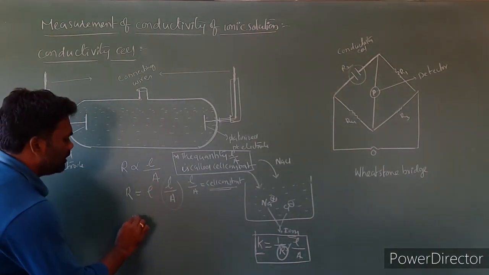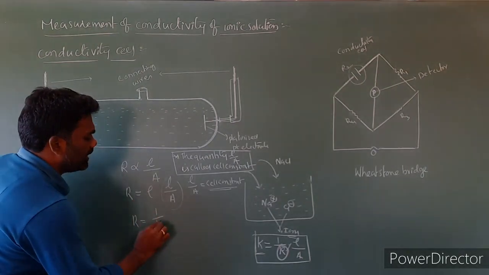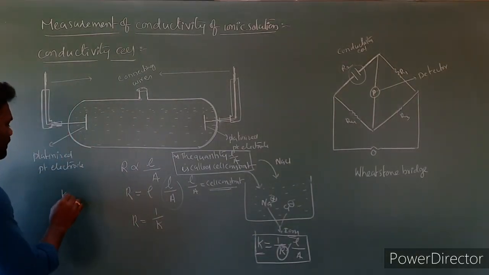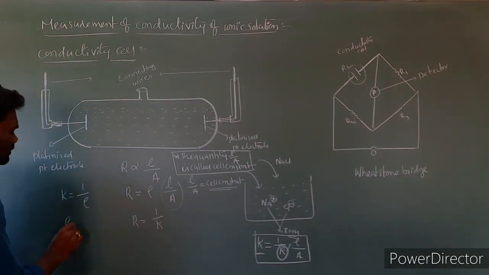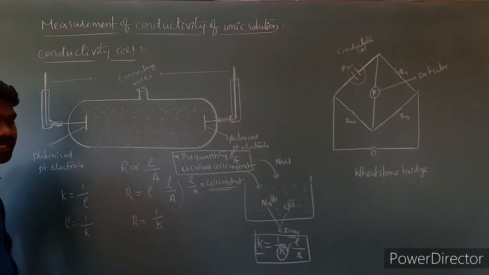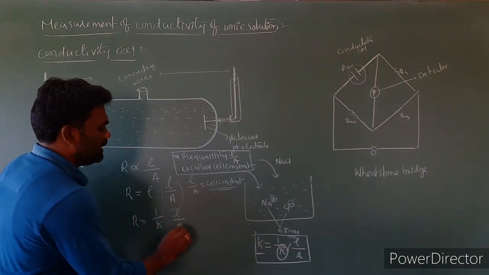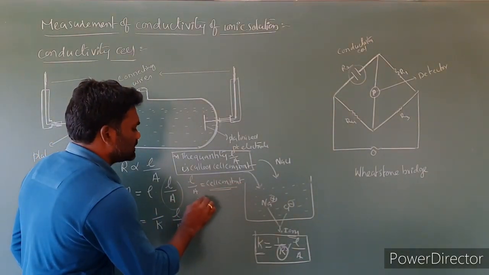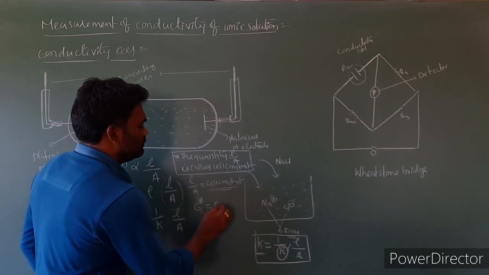From this equation, rho is nothing but we can write as 1 by K. We know the formula, K is equal to 1 by rho, so rho is equal to 1 by K. Then rho is equal to 1 by K into L by A. So L by A is the cell constant, which is taken as G star. G star is nothing but cell constant.